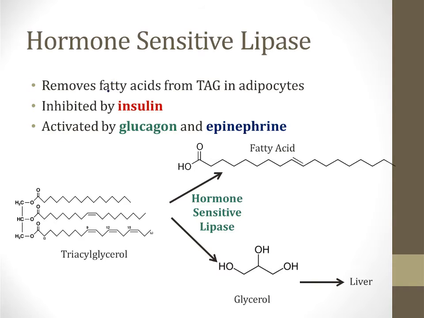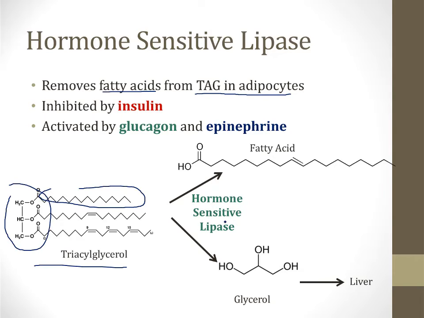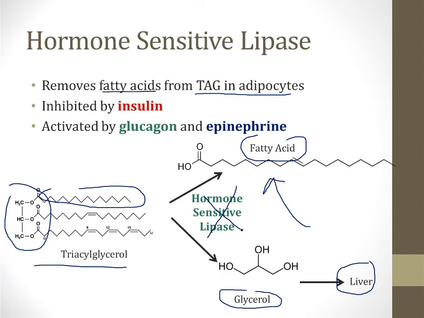Hormone-sensitive lipase is an enzyme that removes fatty acids from triglycerides stored in adipocytes. At the bottom left side of the screen is the chemical structure of triacylglycerol, otherwise known as a triglyceride. You can see that it has 3 fatty acids attached to a glycerol molecule. Hormone-sensitive lipase will break this down into fatty acids and glycerol molecules, and the glycerol molecules can then go to the liver, and the fatty acids can be used for fuel. This enzyme is inhibited by insulin, therefore there is less breakdown of fatty acids when insulin levels are high. This enzyme is also activated by glucagon and epinephrine, and that's the mechanism by which you increase your fuel supply from fatty acids in the setting of high glucagon or epinephrine levels.